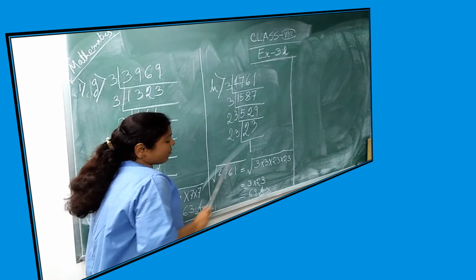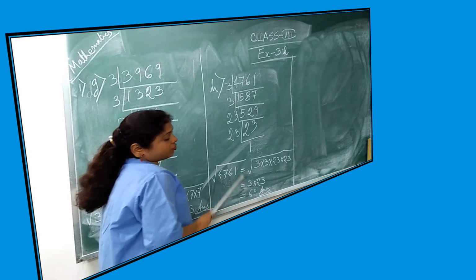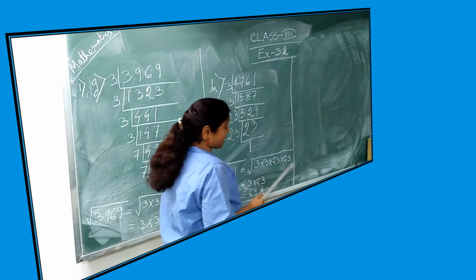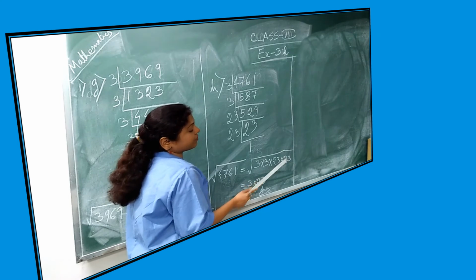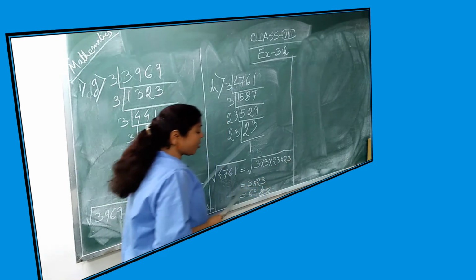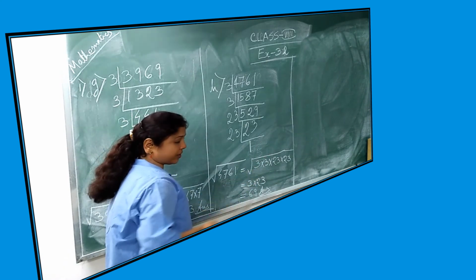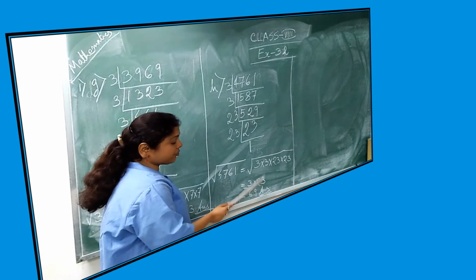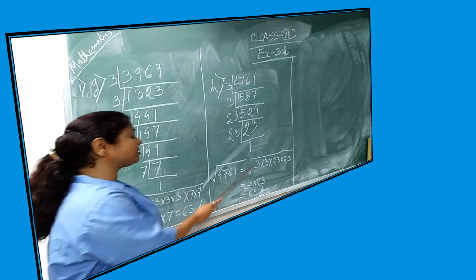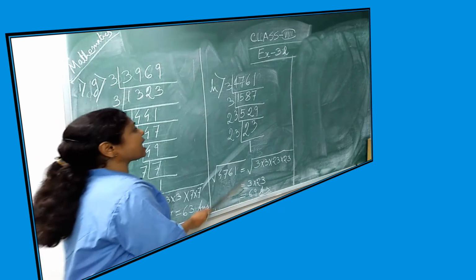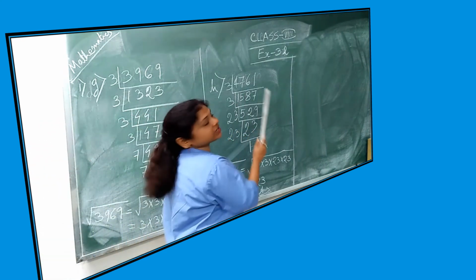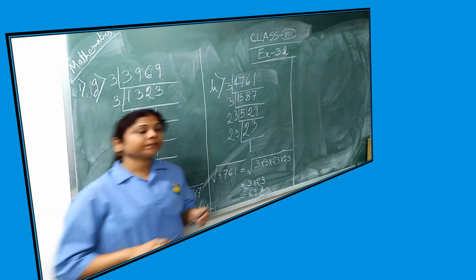So square root of 4761 equal to root over of, means under the root, 3 into 3 into 23 into 23, equal to 3 for this 3 3, 23 for this 23 23. So 3 into 23 will multiply, it will come 69. That means 69 is the root over of 4761. Okay?